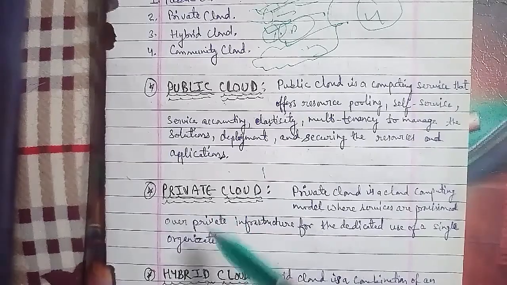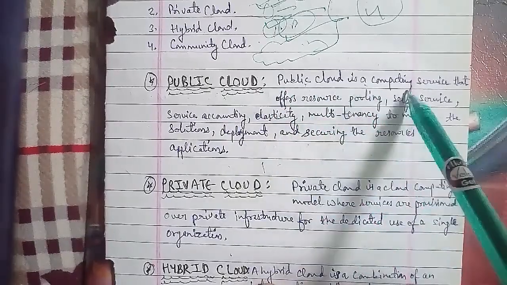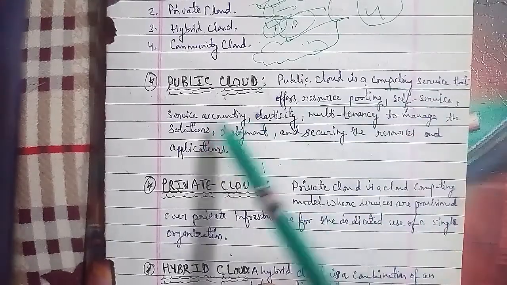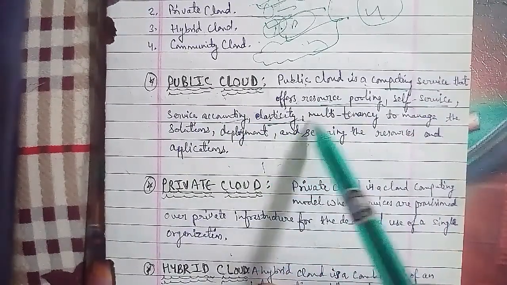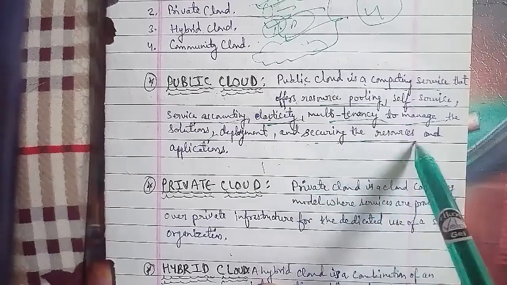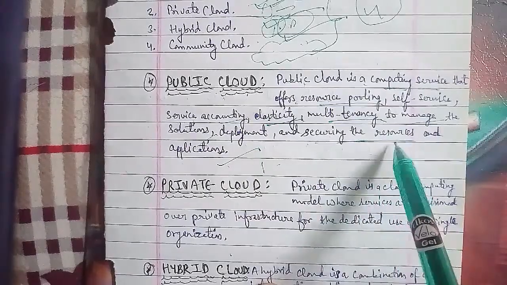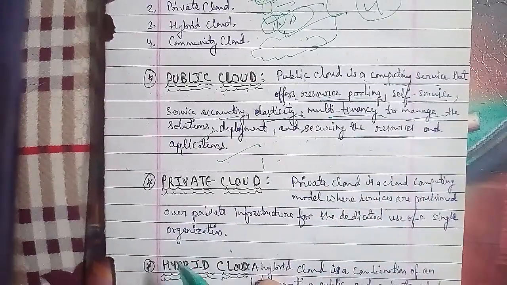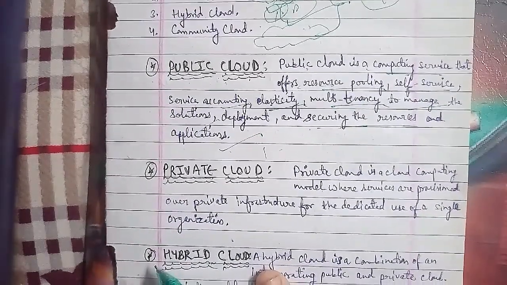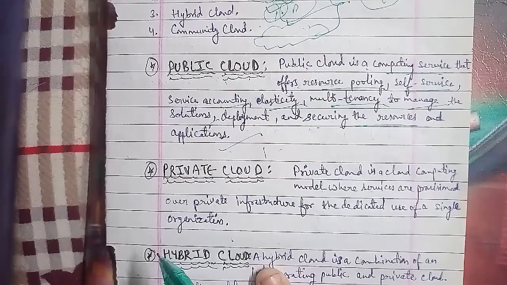public cloud is a computing service that offers resource pooling, self-service accounting, elasticity, multi-tenancy, and manages the solutions, deployment, and securing of the resources and applications. A public cloud offers resource pooling as well as self-service accounting. It offers elasticity, and yes, multi-tenancy, to manage all the solutions, the deployment, and the securing of the resources of an application. All that is provided by the one and only public cloud.